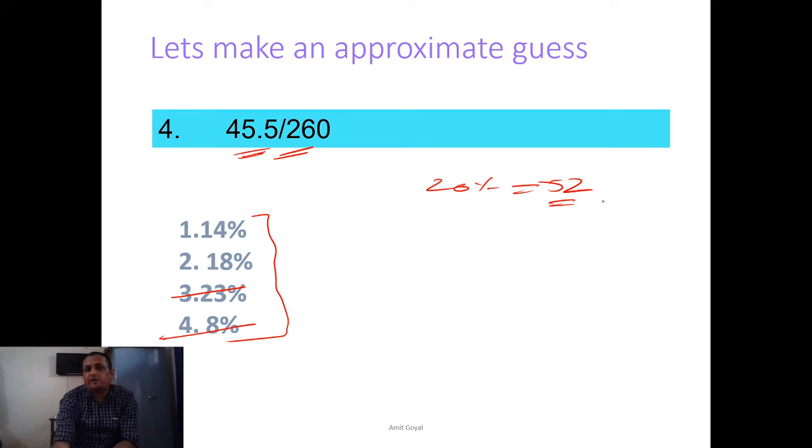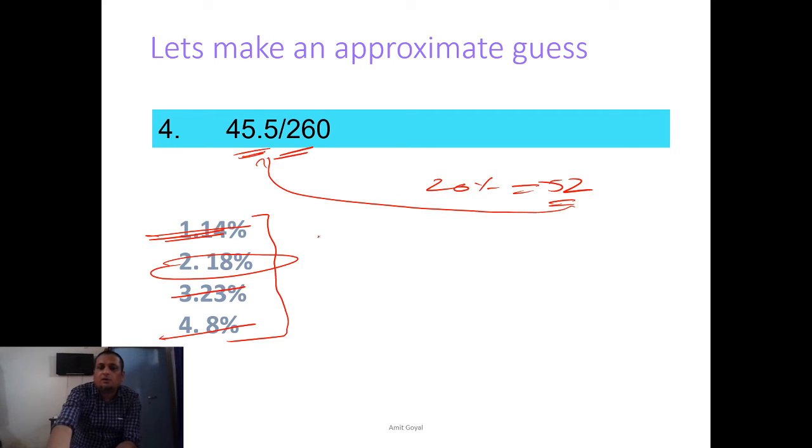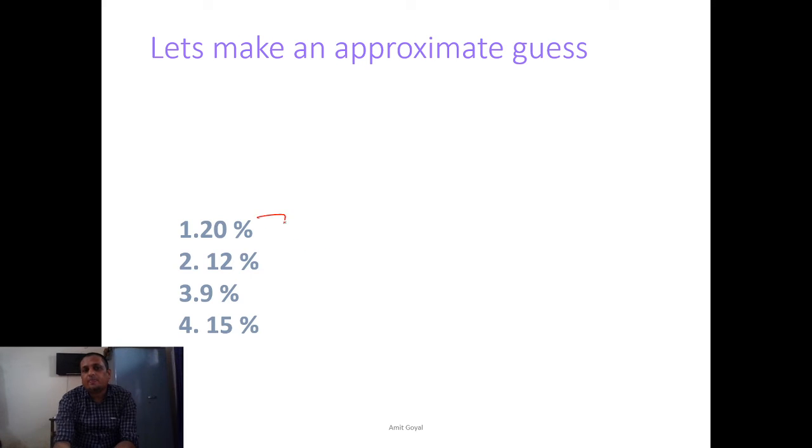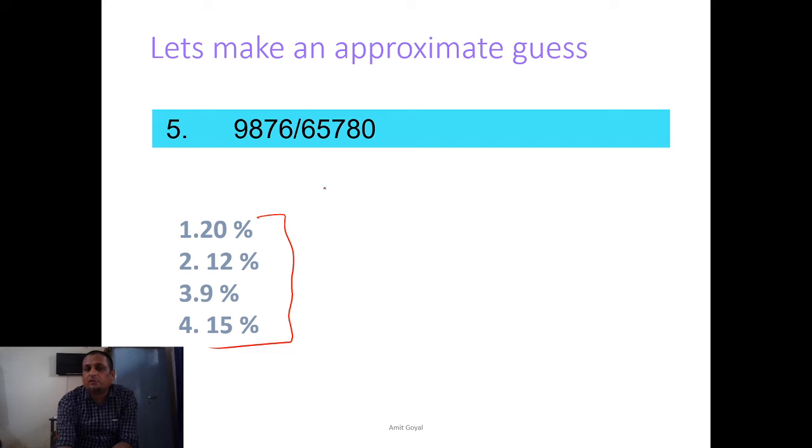And 45.5 is slightly less than 52. Not so much less that it will become 14%. It is slightly less than that. Because the difference is of only 6.5. And 6.5 is around 2% of this. Slightly more than 2%, but not around 6%. So if I deduct 2% from the 20%, I will reach 18%. Okay, by looking at the options, I can visualize that the answer is somewhere around 10 to 20%.